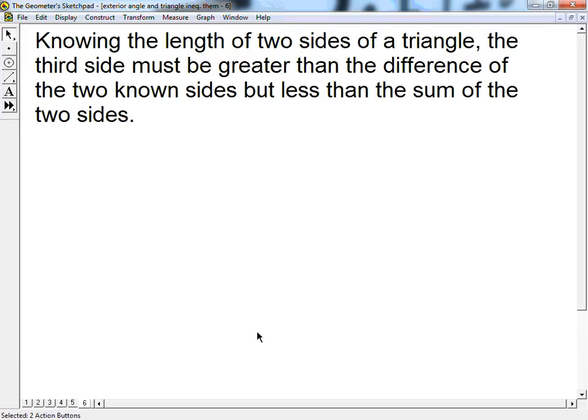Alright, knowing the length of two sides of a triangle, the third side must be greater than the difference of the two known sides, but less than the sum of the two sides. And just like you guys mentioned, it cannot be equal to, so there's no less than or equal to. I said strictly less than. When it says greater than, it says greater than. There's no or equal to, right?